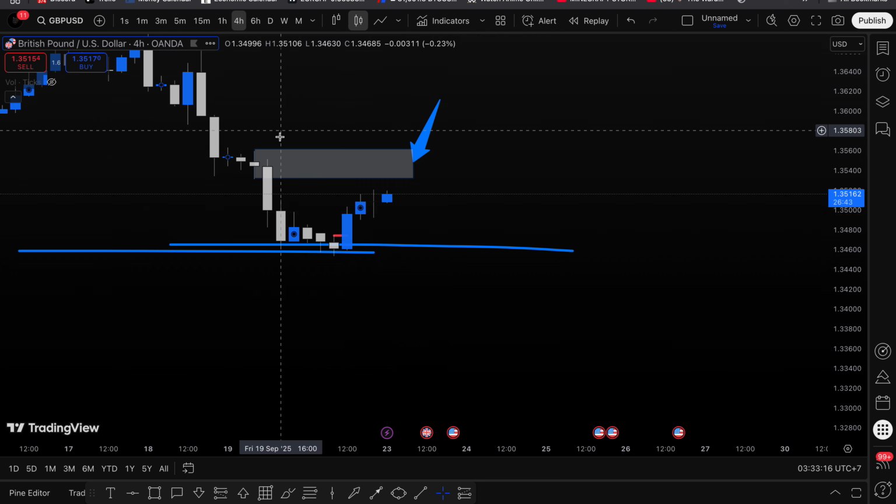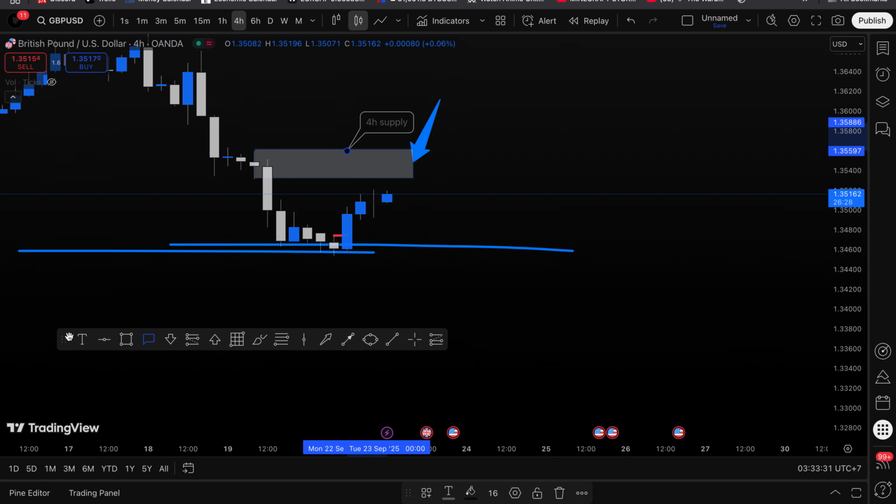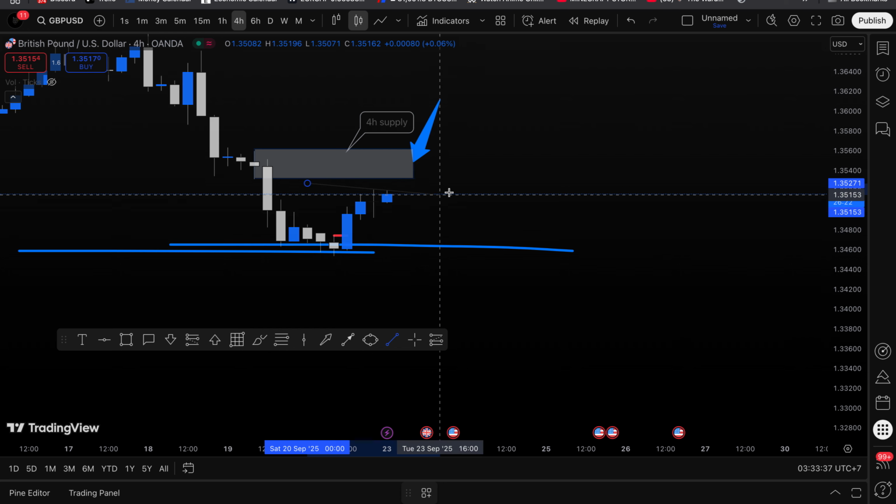But yeah, once the supply zone is broken, you can even label it so you don't forget. You can put 4-hour supply, and then set an alarm on TradingView when price reaches that supply zone, or when price breaks the zone, right? I would just set it when price reaches the zone. That way you can see if price is going to go downward and continue downward. So you can draw a line like that.